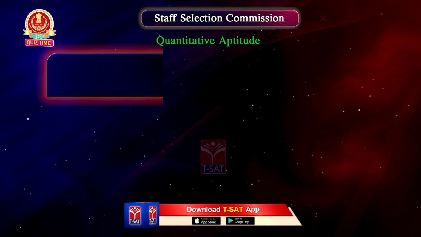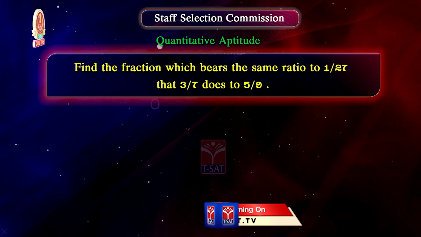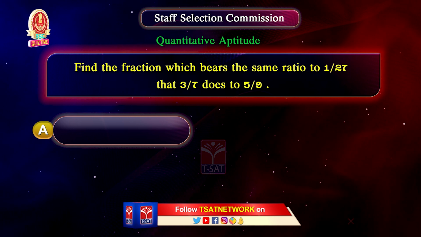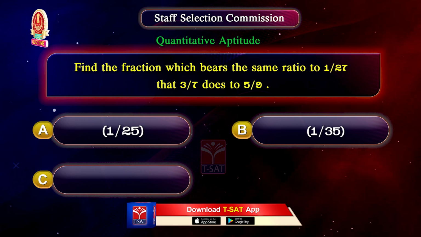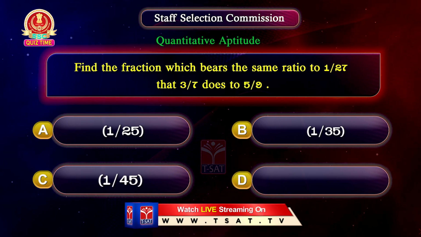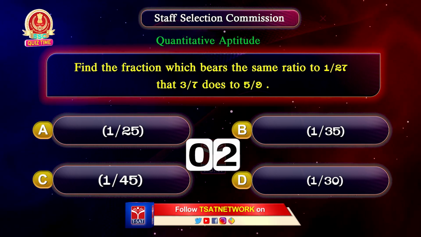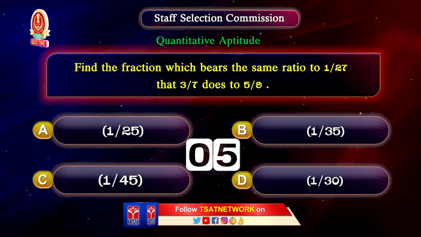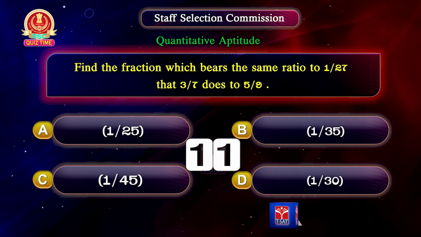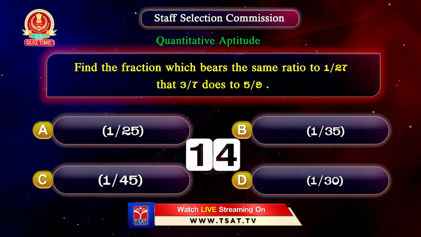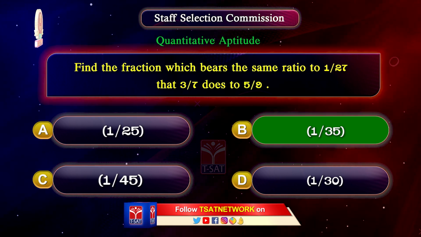Next question. Find the fraction which bears the same ratio to 1 by 27 that 3 by 7 does to 5 by 9. Option A, 1 by 25; option B, 1 by 35; option C, 1 by 45; option D, 1 by 30. Your time starts now. The correct answer is option B, 1 by 35.